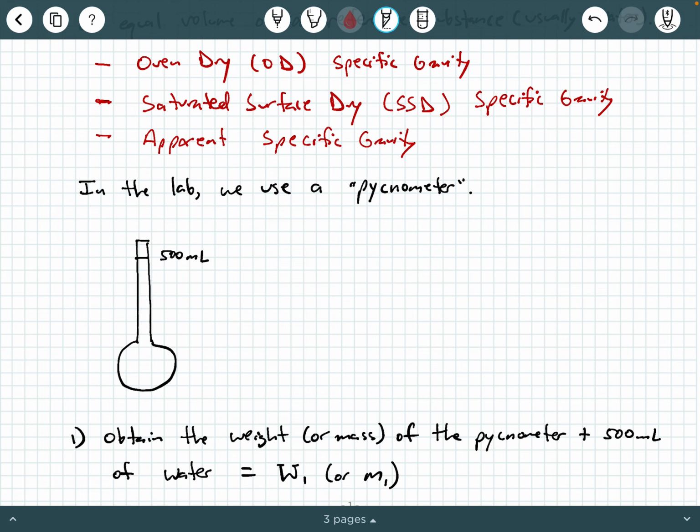Step one, you would obtain the weight or mass of the pycnometer plus 500 milliliters of water. So you would obtain the weight or the mass of this pycnometer filled to the 500 milliliter mark with water. And you would call that either W1 if it's a weight or M1 if it's a mass.